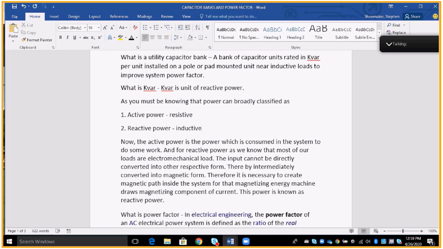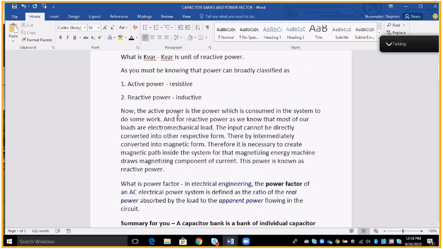So that's not really a complete circuit per se as far as physical contact. This is physical contact, resistive: complete circuit through the bulb, through the element to ground. This one has to create a magnetic field. Now the active power is the power which is consumed in the system to do some work. And for the reactive power, most of our loads are electromechanical loads. So inductive is electromechanical, like that motor.